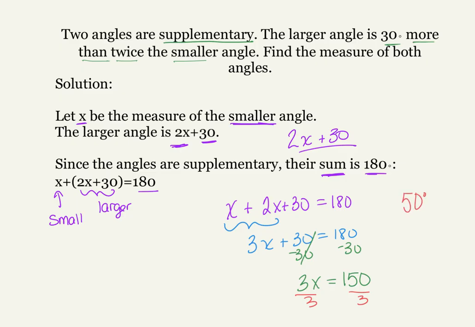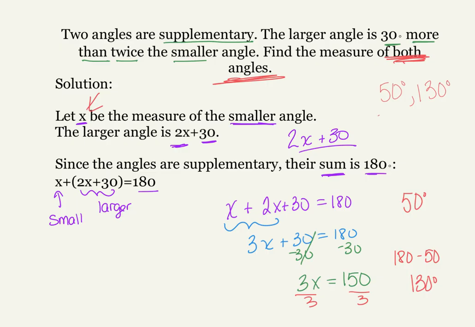Again, find the measure of both angles. Make sure you answer the entire problem. If the smaller angle, which is what our x represented, was 50, then our larger angle should be 180 minus 50. So now you have the answer of both angles. You want to say that your two angles are 50 degrees and 130 degrees.